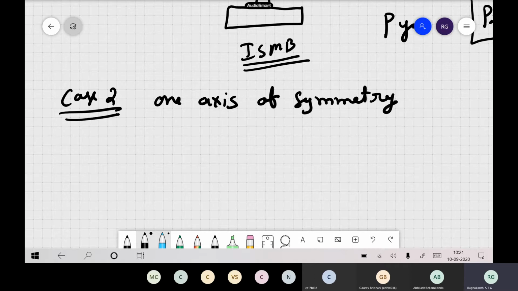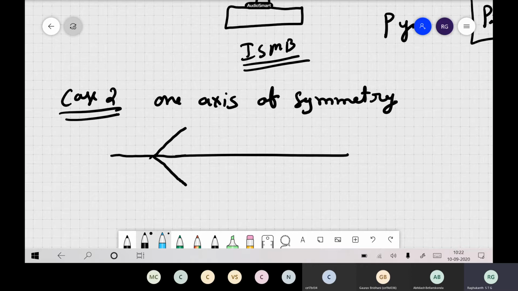Which means you are having sections like this. I think I will draw properly. So you have a section like this. The centroid is somewhere here, and the shear center is somewhere here itself.